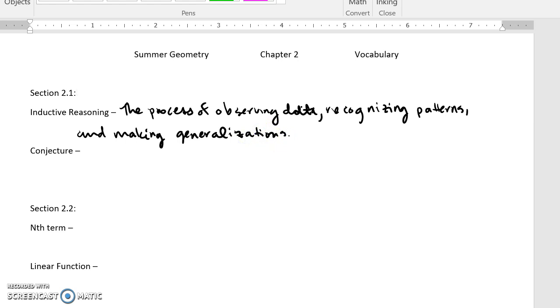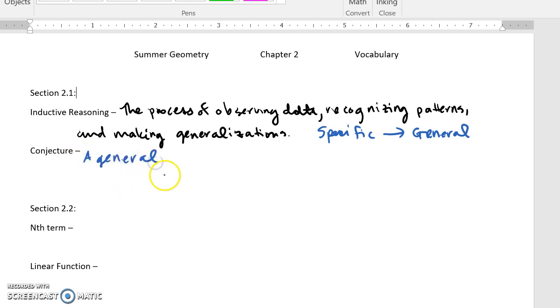Meaning a generalization is something that works every time, a rule that works every time. So when I think of inductive reasoning, we're going from something specific, and our goal is to create something general, to describe the pattern that's just happening over and over again. When we do this, we can come up with what's known as a conjecture. So a conjecture is just a generalization resulting from inductive reasoning.